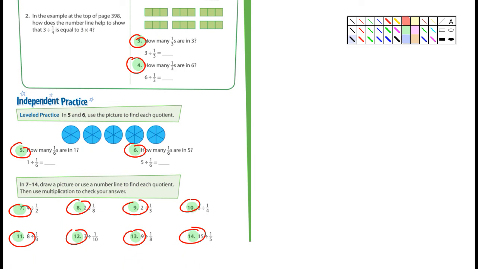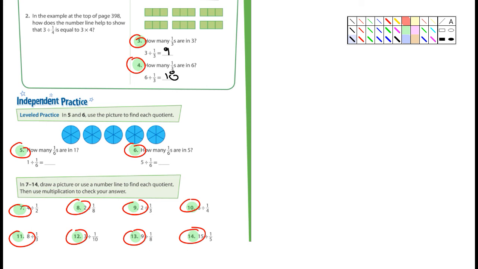Let's see here. So what page is this one? This is page 399. Number 3, it says, how many 1/3 are in 3? Well, that's easy. 9, right? You guys should see this now. How many 1/3 are in 6? That'd be 18. Okay.